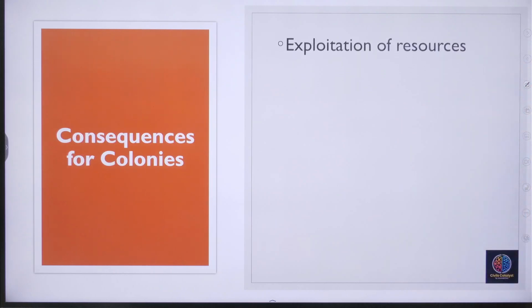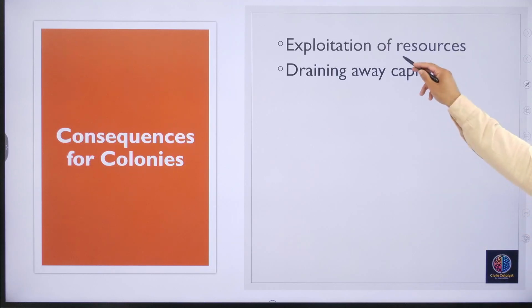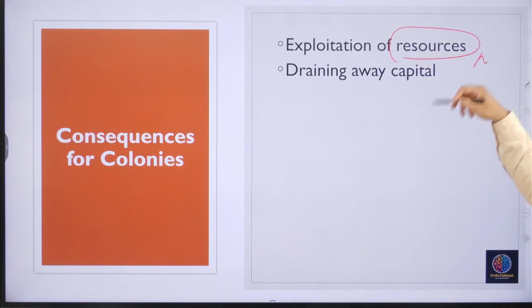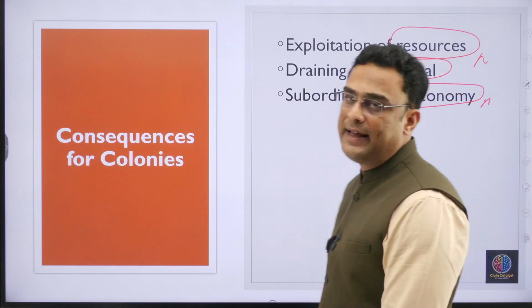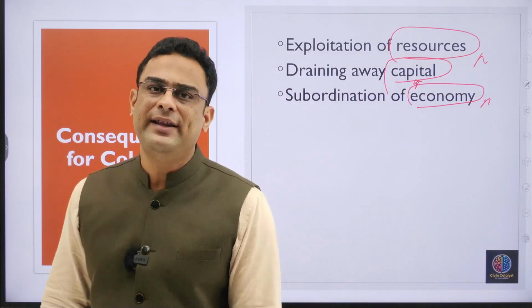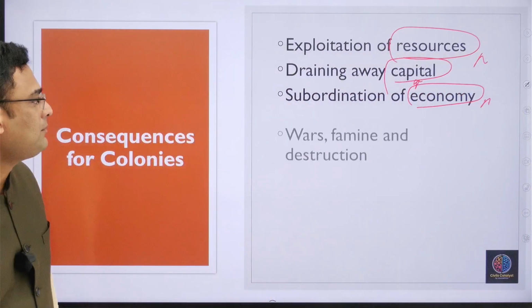Consequences for colonies. We have seen that, but very briefly. Exploitation of resources. Natural resources were being drained away. Capital was being taken away from the colonies. Economy of colonies were subjugated to that of mother country. Raw material दो and market access provide करो. That was the only thing that you were supposed to do.